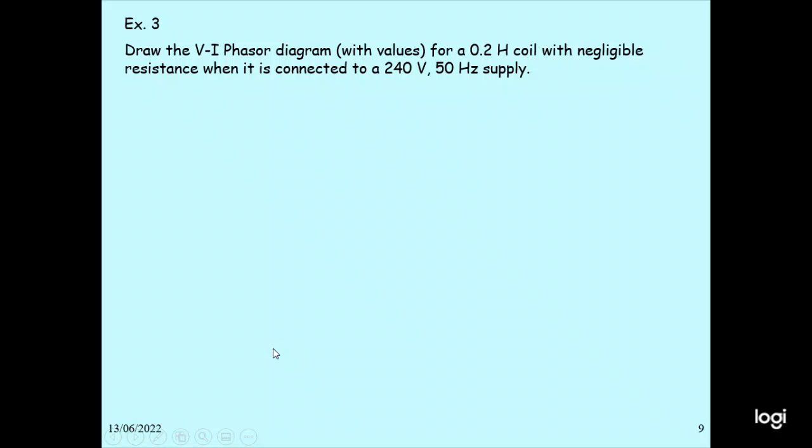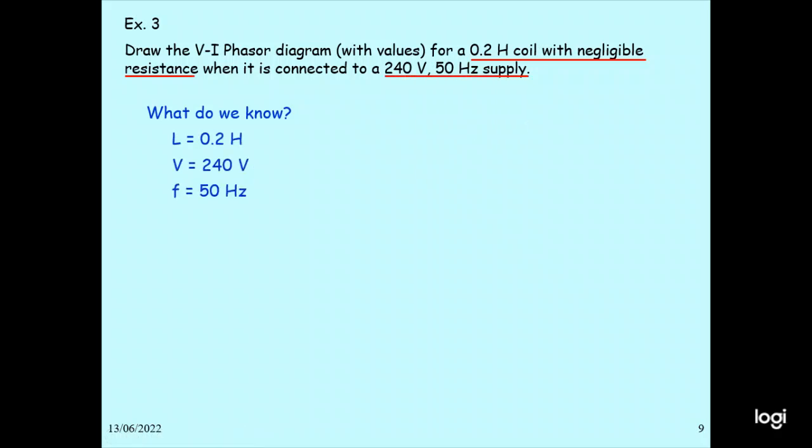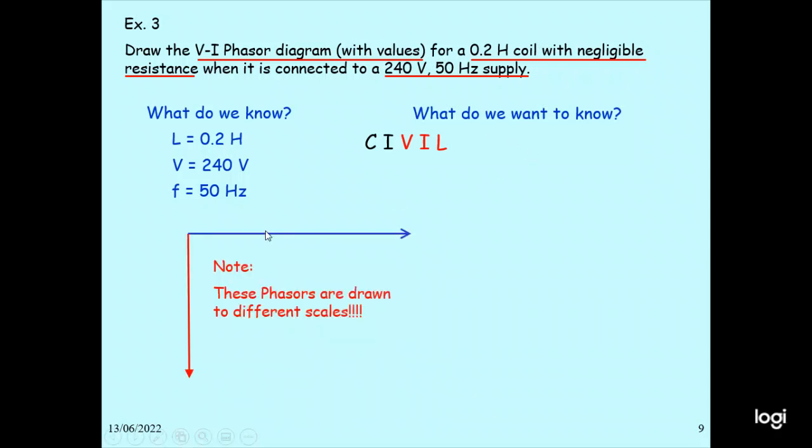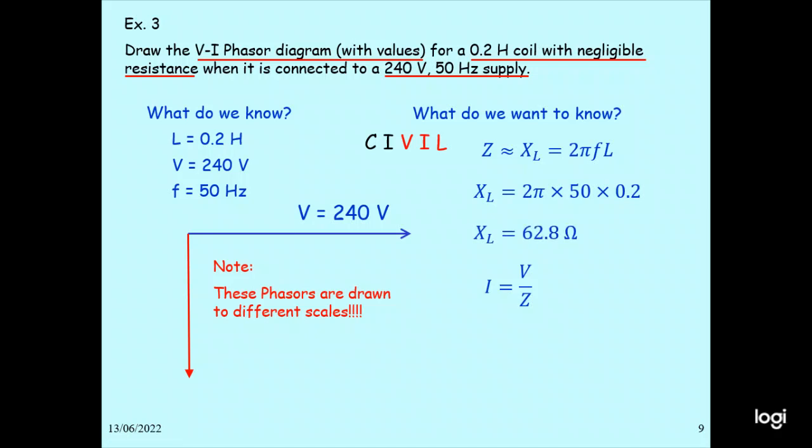Draw the V, I, and power phasor diagram with the values for a 0.2 henry coil with negligible resistance when it is connected to a 240 volt, 50 hertz supply. What do we know? L is equal to 0.2 henry, V equal to 240 volt, f is equal to 50 hertz. What do we want to know? I, V, I_L. So in this case, this will be the phasor drawn in different scale. Voltage 240 volt. So I equal to V by Z. X_L equal to 2π into 50 into 0.2, you got 62.8. I equal to 240 by 62.8, so 3.82 ampere we got.